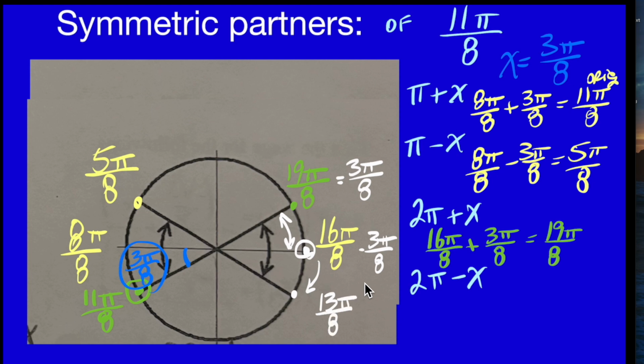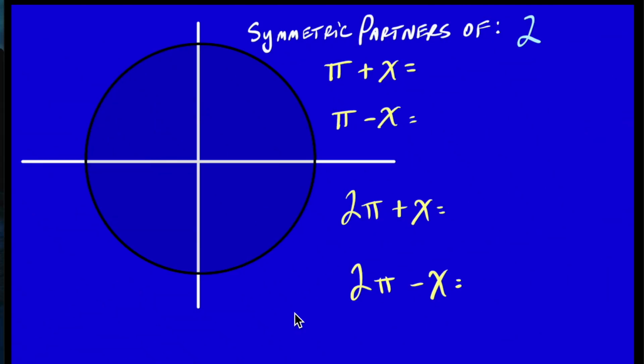Folks, these are our reference values: 13 pi over 8, 3 pi over 8, and 5 pi over 8. And again, the original was down here in green, 11 pi over 8. In our next example, we are asked to find the symmetric partners of two radians.